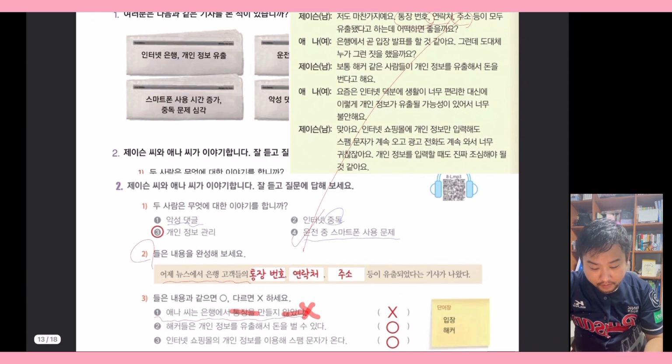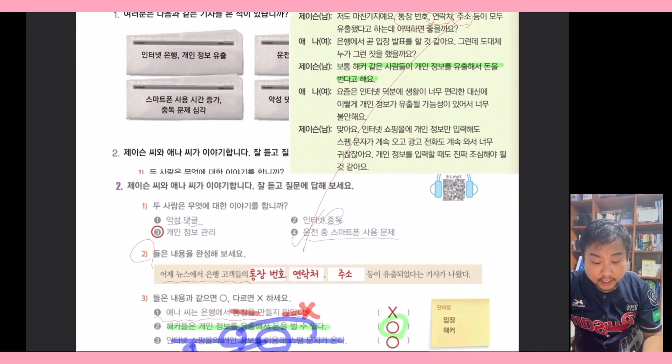Number two, 해커들은 개인정보를 유출해서 돈을 벌 수 있다. Hackers, by leakage the one's personal information, they could earn the money. 해커 같은 사람들은 유출해서 돈을 번다고 해요. It's O. And number three, 인터넷 쇼핑몰에 개인정보를 이용해 스팸 문자가 온다. 이용하다 is using internet shopping mall's personal information. There's coming spam message. Yeah. 가입해도 스팸 문자가 계속 오고. Here is the answer is correct one.